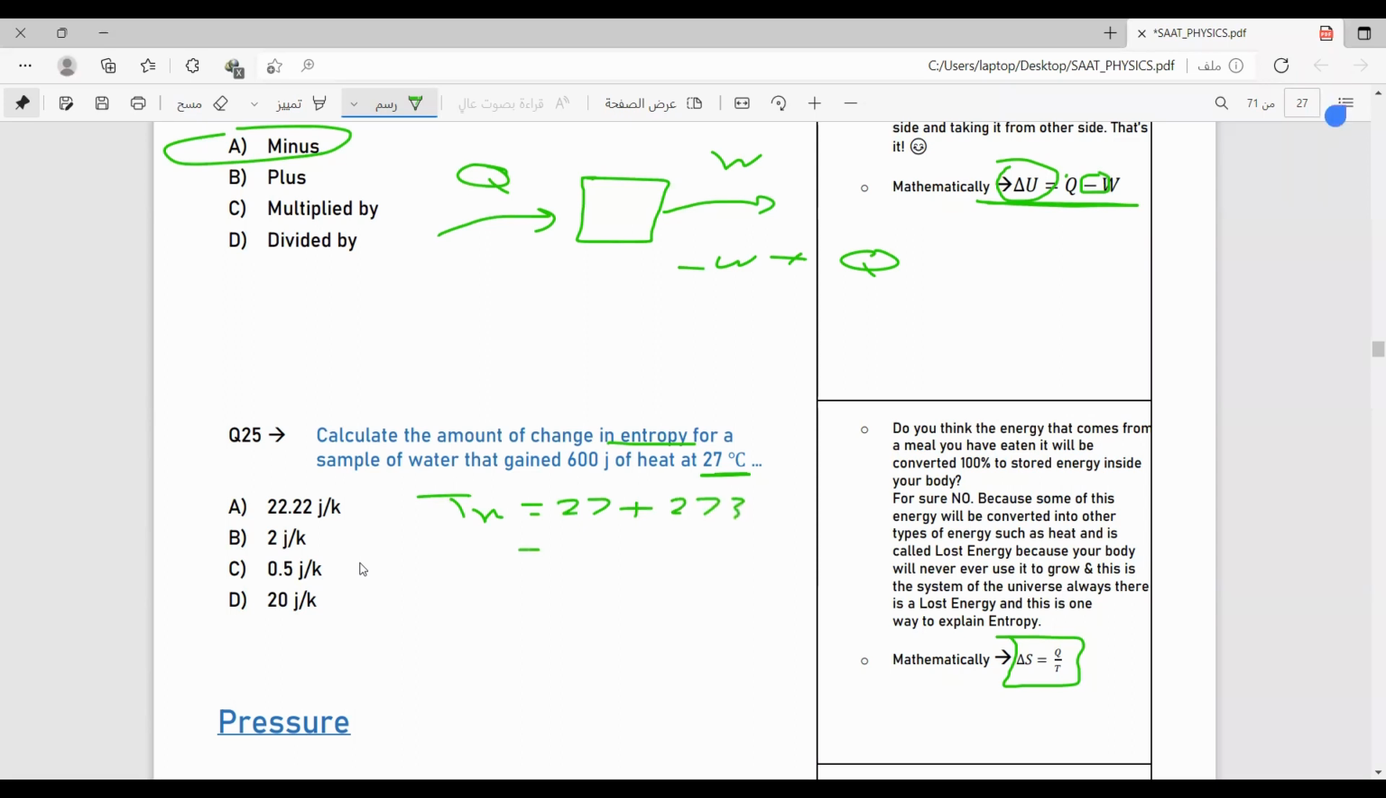273. How much will this be? 27 plus 273, I think this will be 300. Yes, nice. Good. 300 Kelvin. So now if we apply this law, the entropy law, delta S will be equal to Q over T. What's the Q here? It is 600 joules, so 600 over what? Over 300. It will be what? 2 joule per Kelvin. This is the answer here.